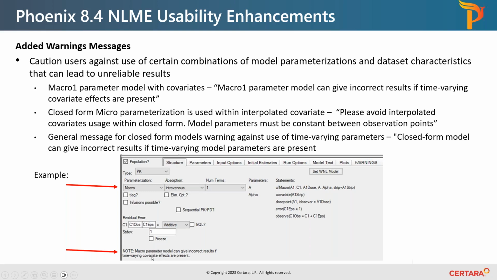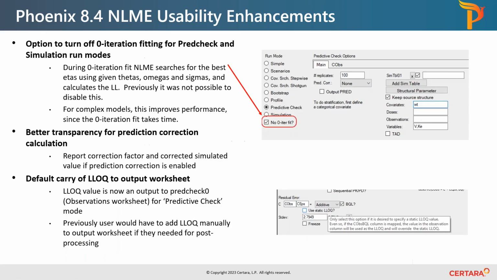So that means that, for example, your weight changes during the time that you're evaluating. So maybe instead of macro parameterization, you want to use micro parameterization. Okay, or you want to use the clearance parameterization. So there's more warnings here to help you understand some of the issues that you might run into depending on the parameterization that you use.